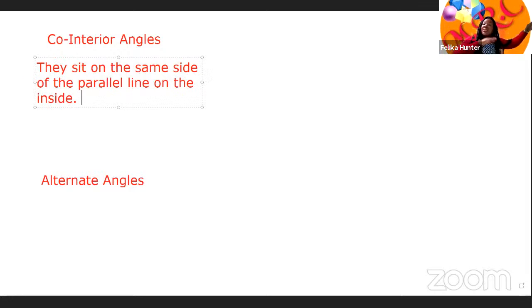So they must be sitting on the same side inside. Interior means that they're in between the two parallel lines. In between. So let's look at parallel lines now.